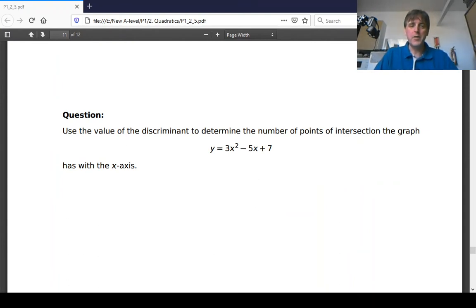I'd like you to finish off this video by having a go at the question which is on the screen. You've been asked to use the value of the discriminant to determine the number of points of intersection that that graph has with the x-axis. So you're going to need to work out what the value of that discriminant is and then interpret it in terms of the number of roots that equation is going to have. Okay, over to you, see how you get on.